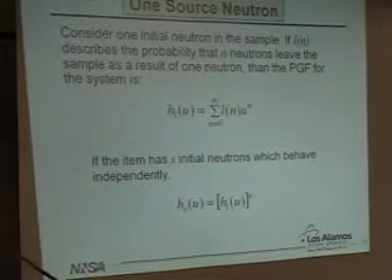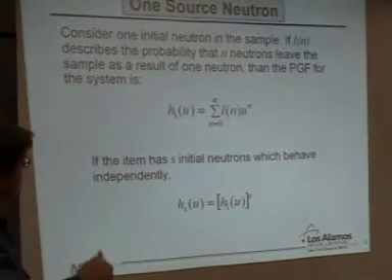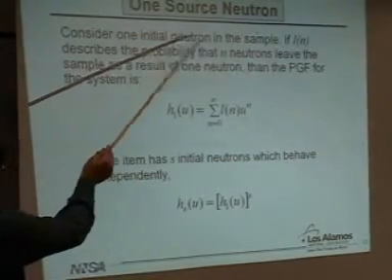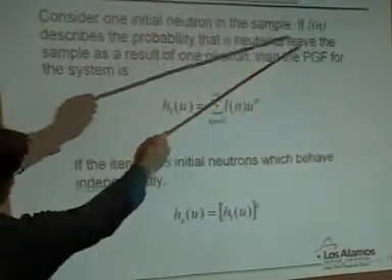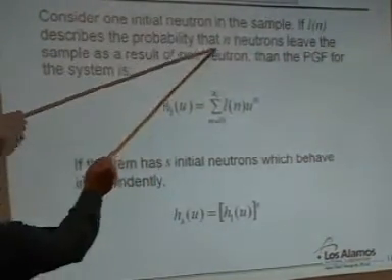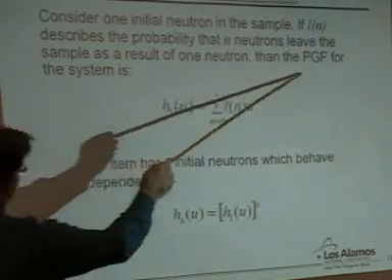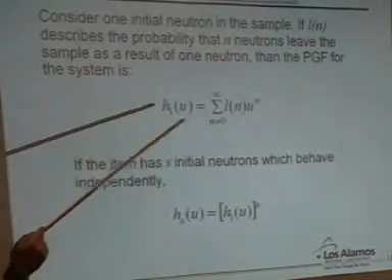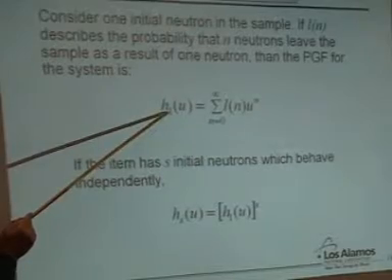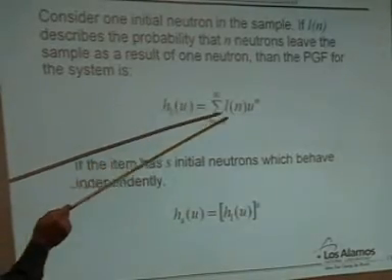So let's consider one source neutron. If we have one initial neutron in the sample, and we're going to call L of n the probability that n neutrons leave the sample as a result of that neutron, then again, we're just going to use the standard definition of probability generating functions and call it h of 1 because we're dealing with one source neutron. It's just equal to this.